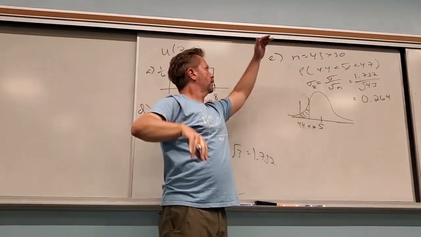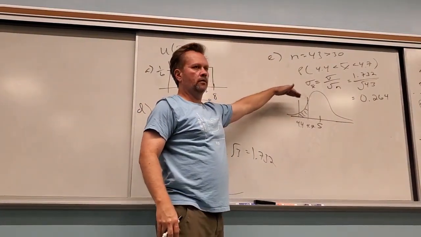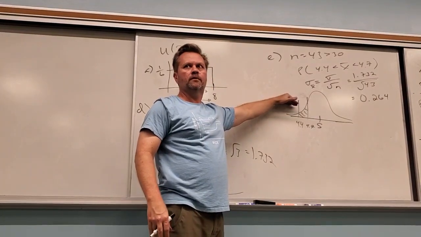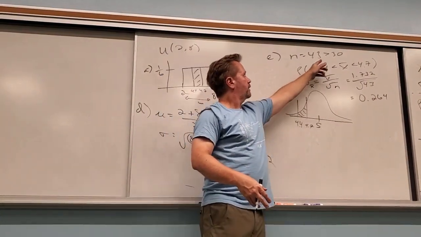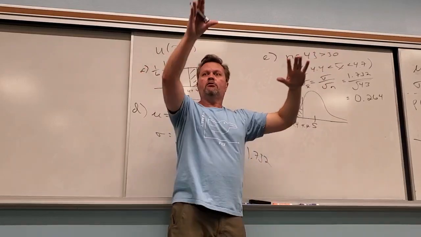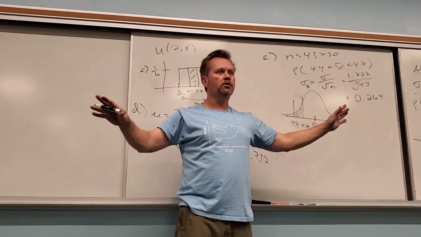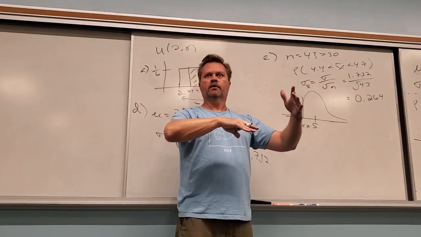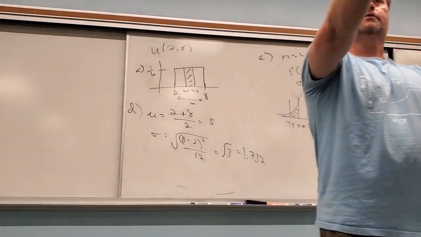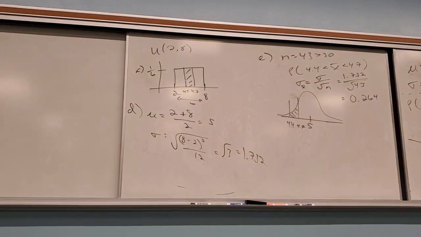So why did part E suddenly become a chapter 6 problem? It's actually a chapter 7 problem. Because I took samples of 43, now it became normal enough. It's no longer uniform, now it's normal. That sheet I gave you guys, with the blue and the yellow. Remember that? The sheet with the blue and the yellow.